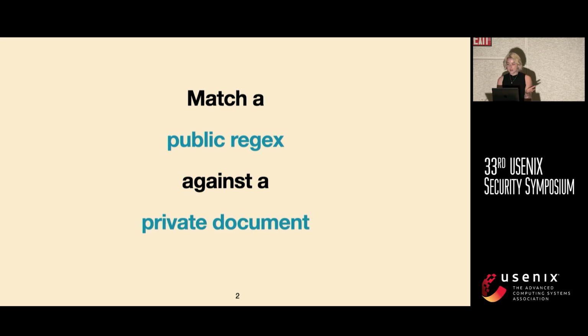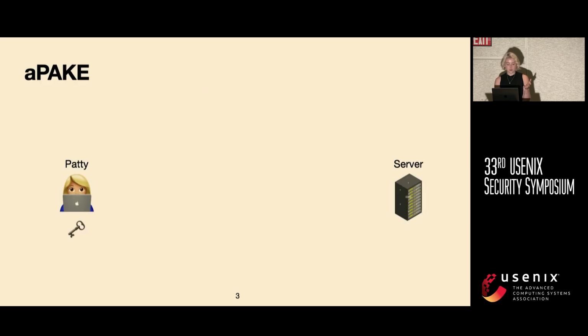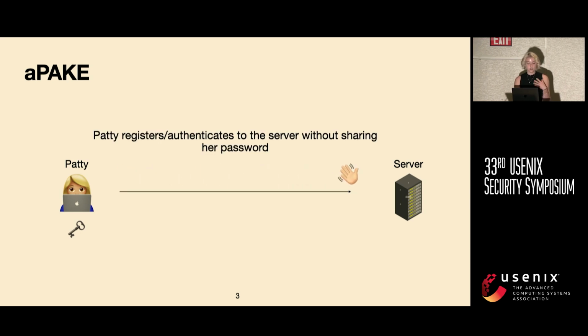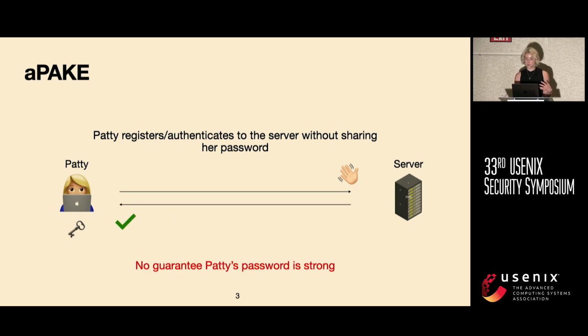So this has a lot of applications, but we're going to start by talking about APAKE. APAKE, or Asymmetric Password Authenticated Key Exchange, is a protocol that allows Patty to register and authenticate to a server without having to share her password with the server. Of course, the downside of APAKE is the server can't guarantee that Patty's password is anything better than 12345. And of course, having strong passwords is really important to prevent account compromise.